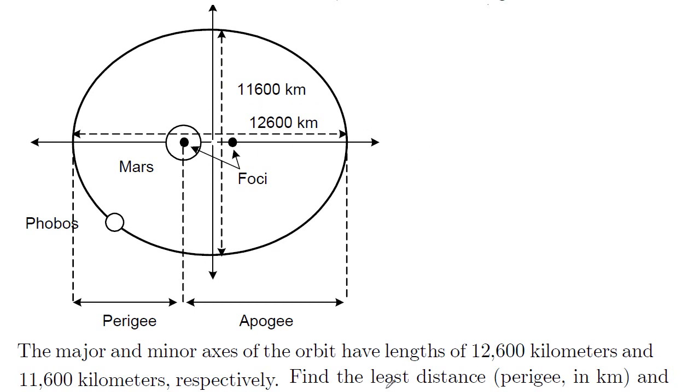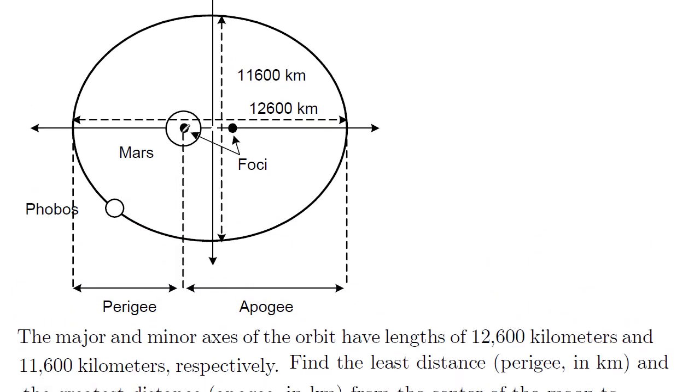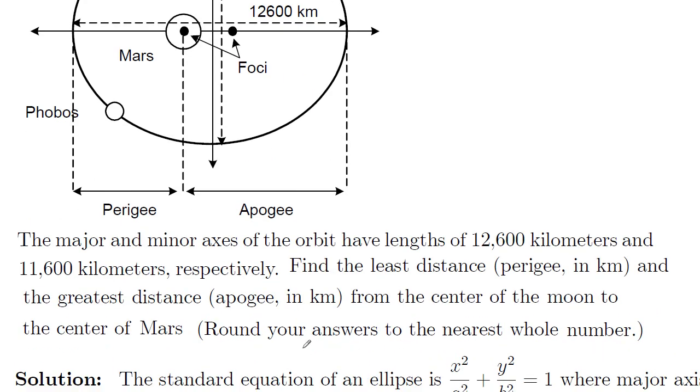We want to find the least distance from Mars to the moon, which is called the perigee, and that is this distance right here. And then also the greatest distance, which is called the apogee. The greatest distance from the center of Mars to the center of the moon is the apogee, which is this distance right here. And then we are going to round our answers to the nearest whole number.